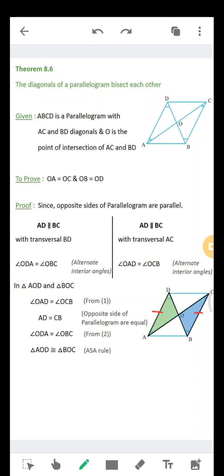So now we have got these two triangles as congruent by ASA rule. So I can say that when these two triangles are congruent, OA is equal to OC and OB is equal to OD by CPCT. Hence it is proved that the diagonals of a parallelogram bisect each other.